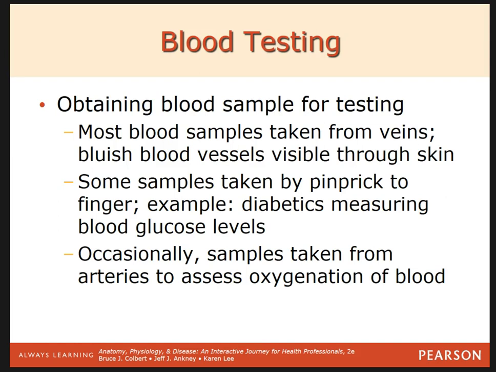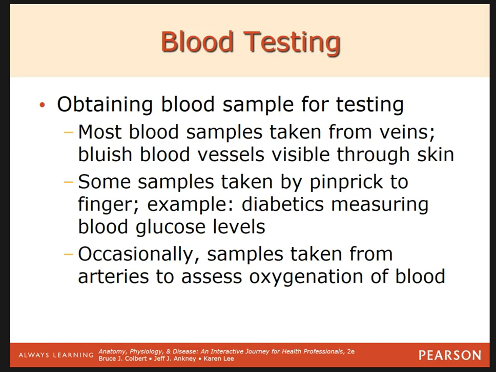If you look at your arm, your forearm, generally you can see some of those veins up on the surface. Some samples can be taken as a pinprick to the finger, such as we would use in a finger stick blood glucose level. We would use a lancet, just a little pinprick that would bring that blood to the surface.